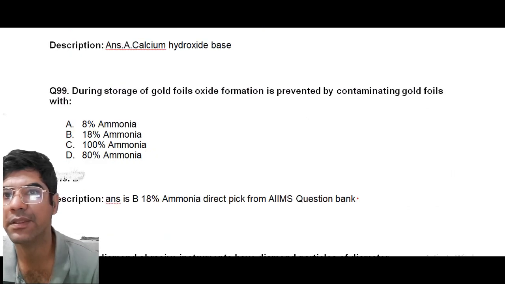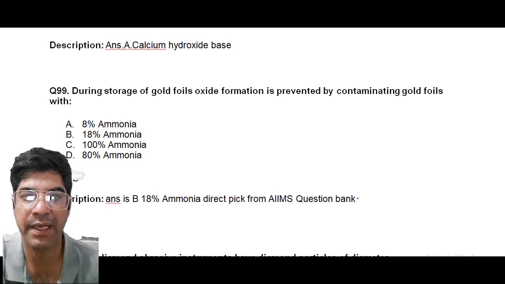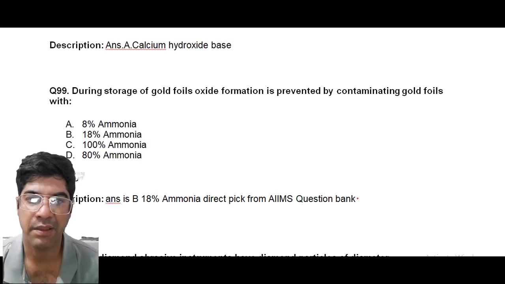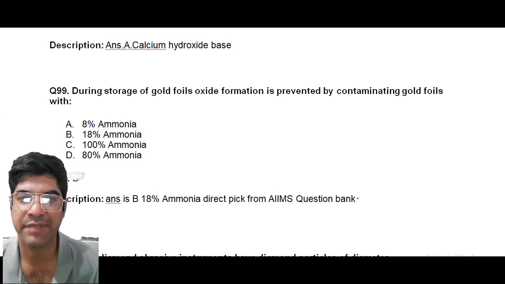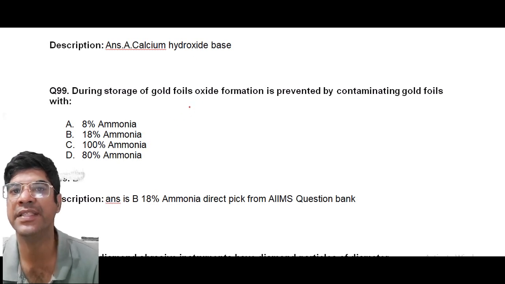So during storage of gold foil, the oxide layer is prevented by contamination of gold foil with a specific concentration of ammonia. 18% ammonia is used to protect the gold foil from oxidation.